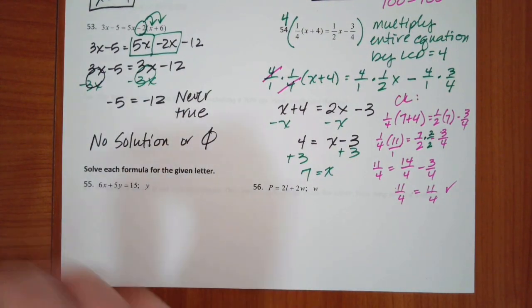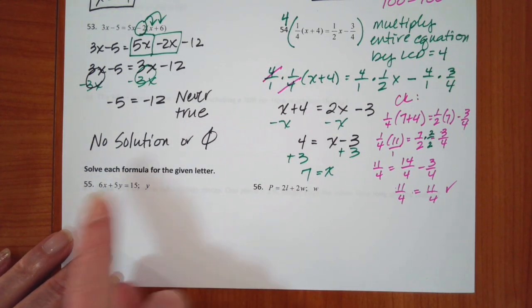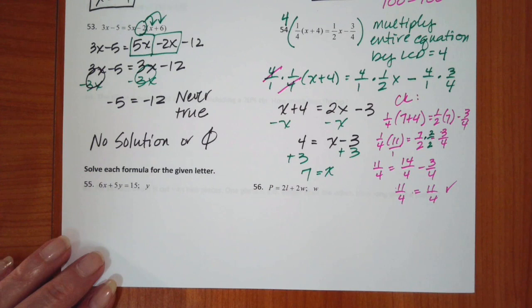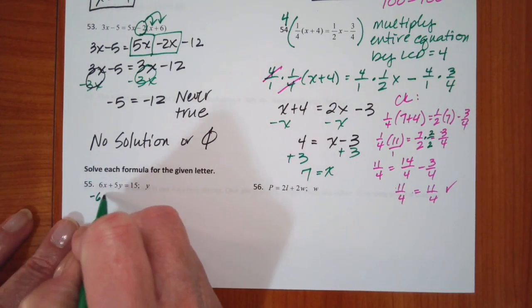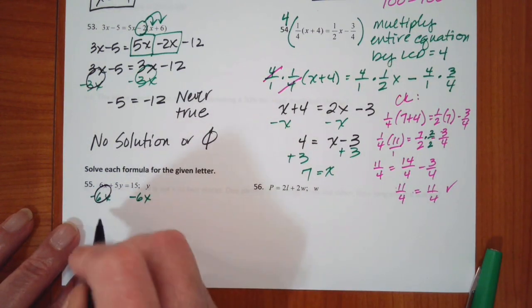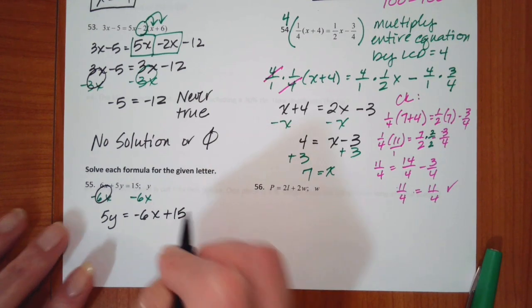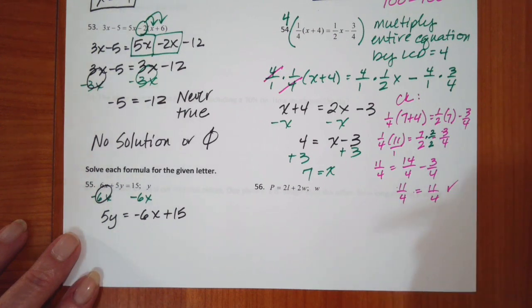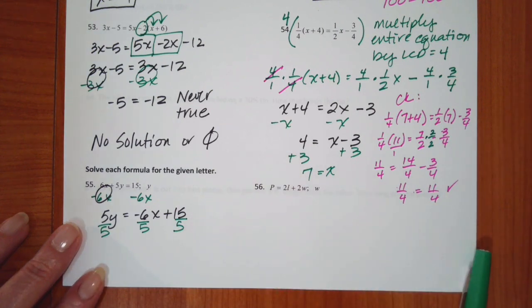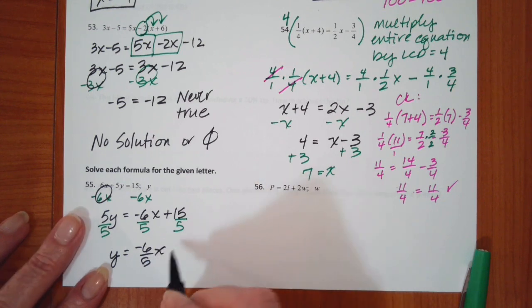Okay. So if I want to solve a formula for a letter, that means get the letter by itself. My goal is, over here, I want to get a y by itself. So the first thing I have to get rid of is the 6x. So that goes away, and I'm left with 5y is equal to negative 6x plus 15. Then I want to divide everything by 5, so I end up with y is equal to negative 6/5 x plus 5.